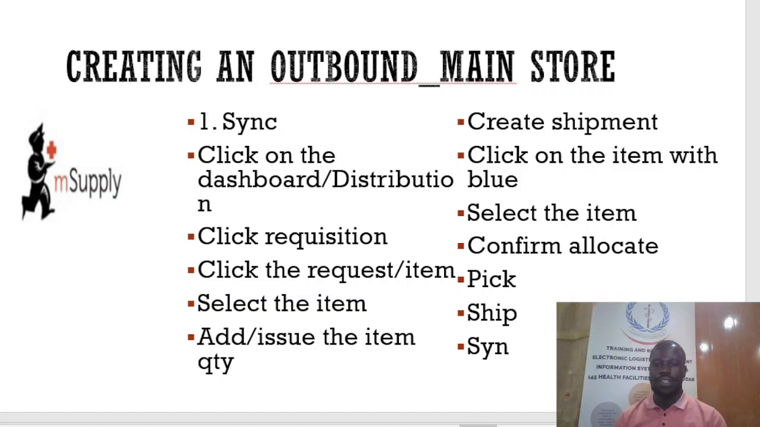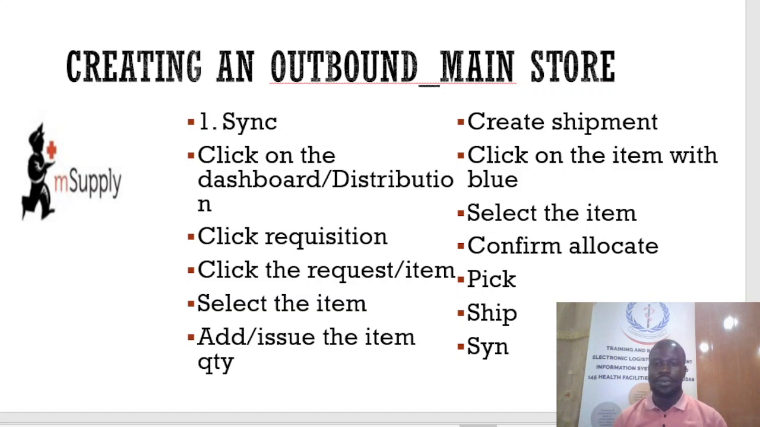For example, you may have several as a main store. You can get one from in-patient, one from out-patient, one from different sections, for example, the medical ward or maternity. So you select the one that you want to supply. After selecting that request, it will open up.